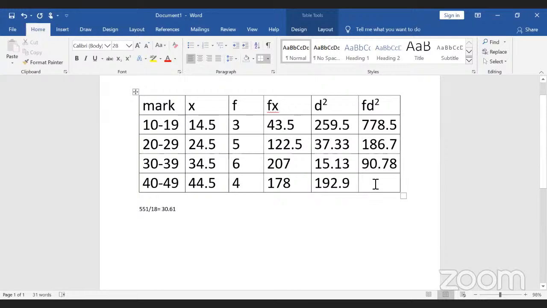Lastly, we have a class that has a deviation squared of 192.9, and that class had 4 students. What do you get? 770.